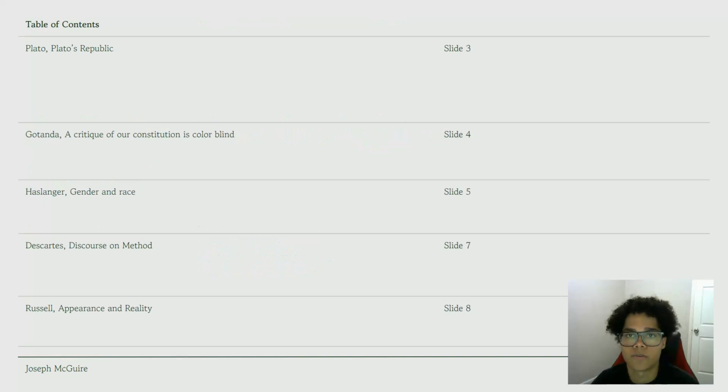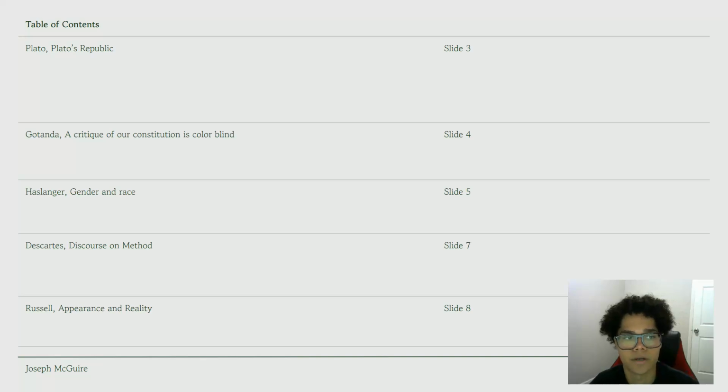First, I would like to go over our table of contents, and these are the five philosophical readings that we're going to be going over. The first one is Plato's Republic. It discusses his hierarchy and what he saw in his ideal republic. We're going to have Gotanda, a critique on "Our Constitution Is Colorblind." That gives us a historical context of how race is used.